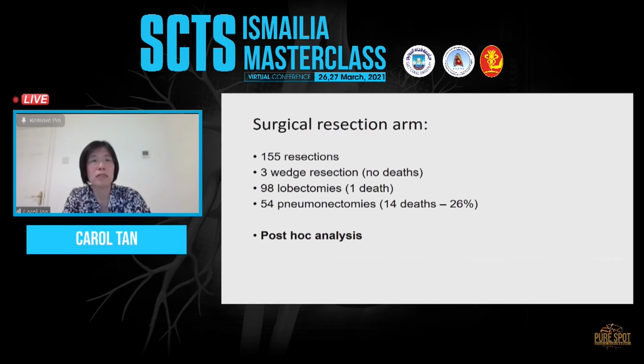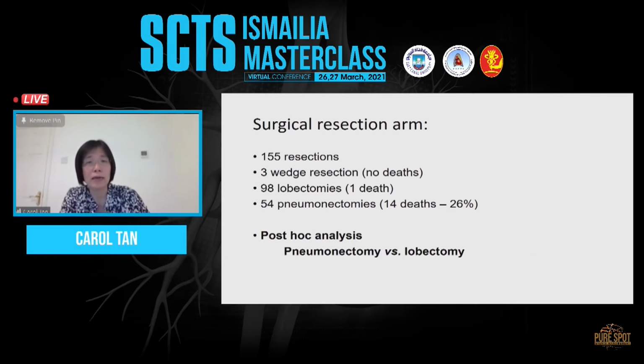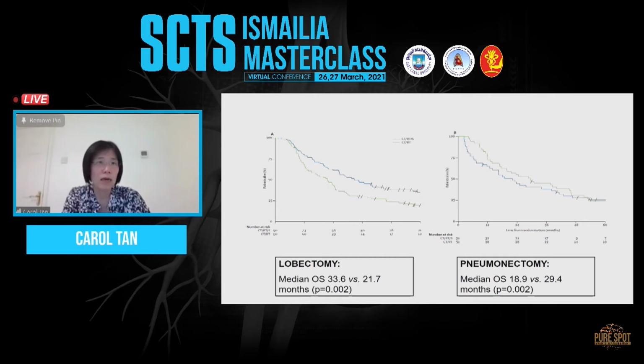So a post hoc analysis was performed, looking at the pneumonectomy group as well as the lobectomy group. They matched 90 patients who underwent lobectomy with a similar cohort who underwent chemoradiotherapy, and found that in this post-hoc analysis, the median overall survival was much better, 33.6 months for the surgical group, and only 21.7 for the non-surgical group. When you looked at pneumonectomy, this was not the case.